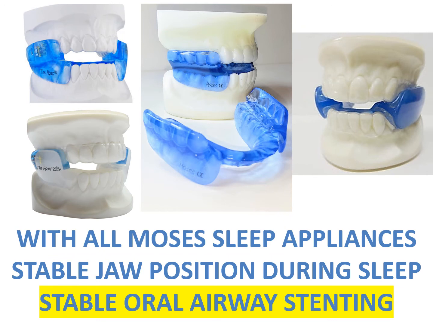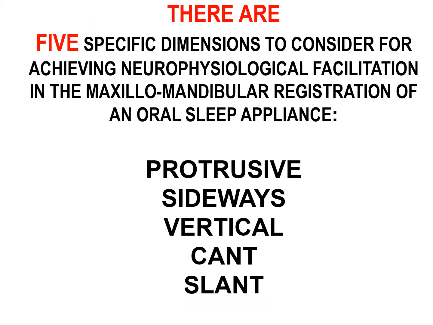With all Moses sleep appliances, stable jaw position during sleep is achieved. We have stable oral airway stenting. There are 5 specific dimensions to consider for achieving neurophysiologic facilitation in the maxillomandibular registration of an oral sleep appliance. They are protrusive, sideways, vertical, cant, and slant.